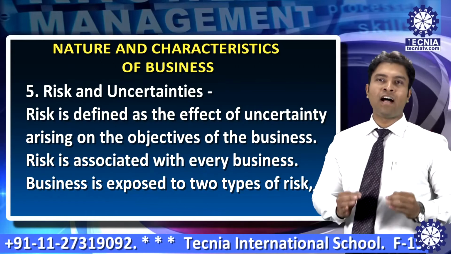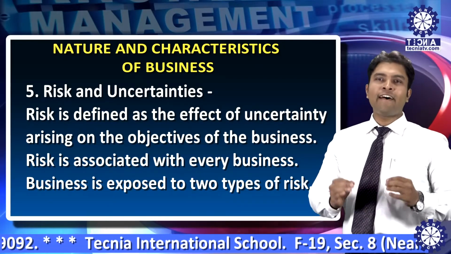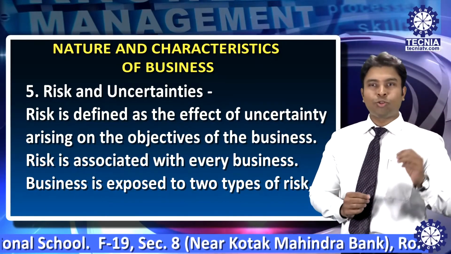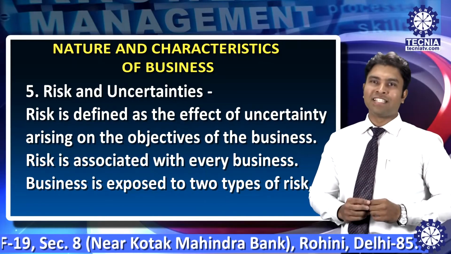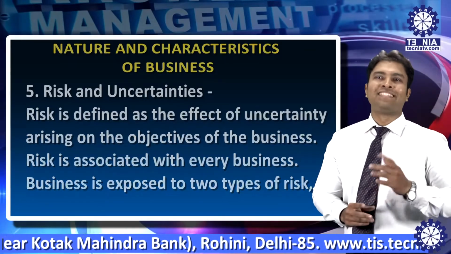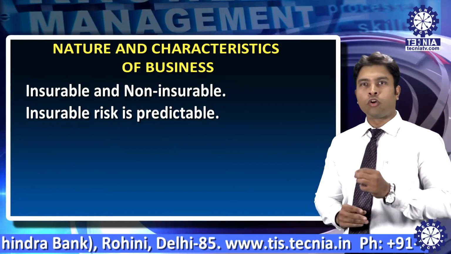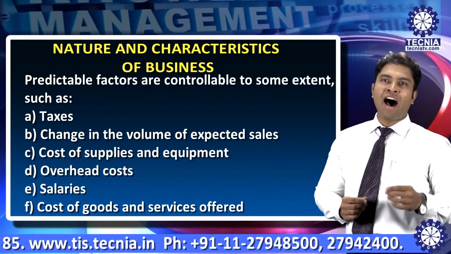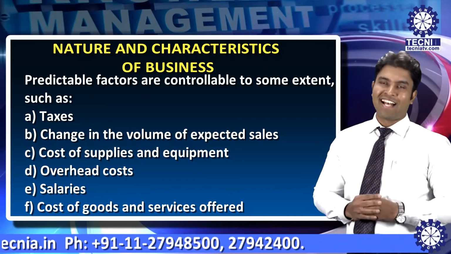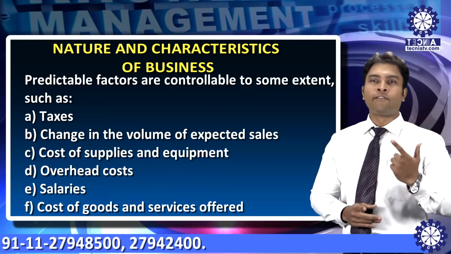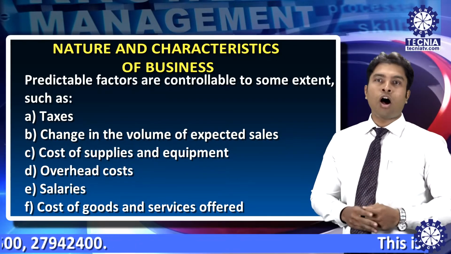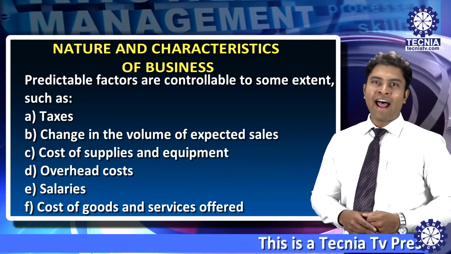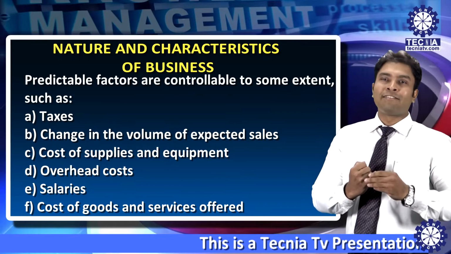Next, risk and uncertainty. Risk is defined as the effect of uncertainty arising on the objective of the business. Risk is associated with every business. Business is exposed to two types of risk: insurable and non-insurable risk. Insurable is predictable. Predictable factors are controllable to some extent, such as taxes, change in the volume of expected sales, cost of supplies and equipment, overhead cost, salaries, and cost of goods and services offered.